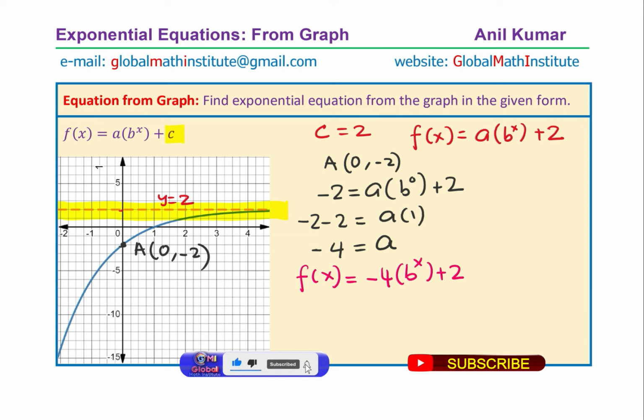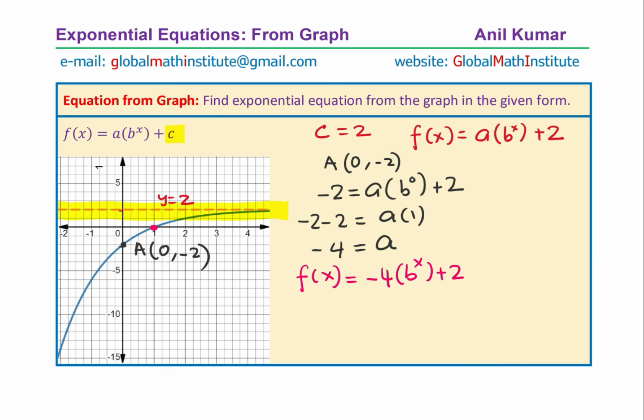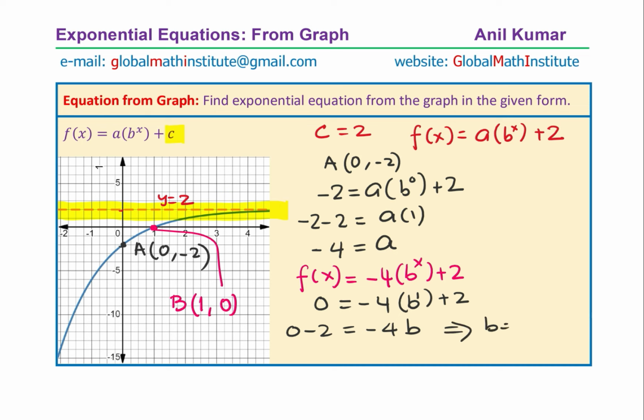To find the value of b, let's take the value at 1. So at 1, you know it's the x-intercept. So let's call this point here as b, right? So let me write down this point here as b, which is at 1 we have y equals to 0. Make sense? So if I substitute this value, then f of x is 0 when the value of x is equal to 1, right? So we have 0 minus 2 equals to minus 4b, right? And that gives me the value of b as equal to minus 2 divided by minus 4, or half. Perfect. So we get the value of b as half.